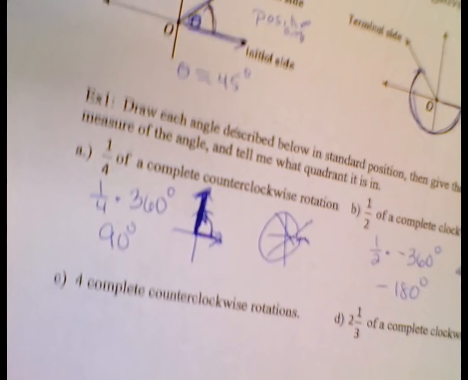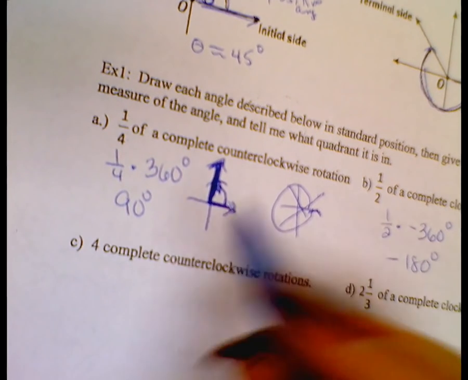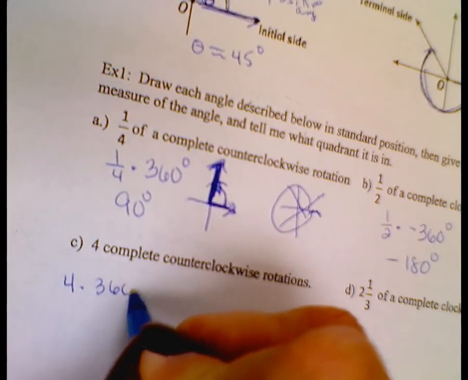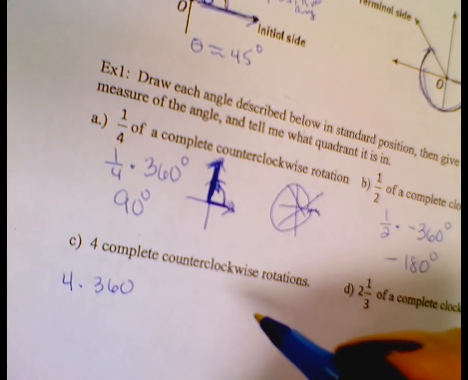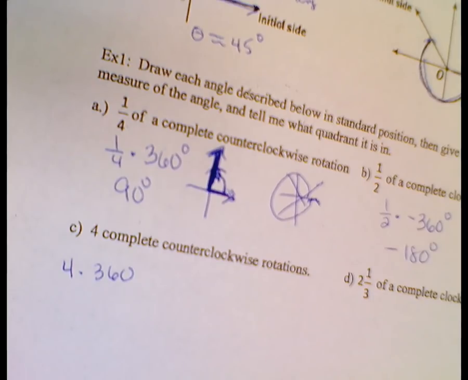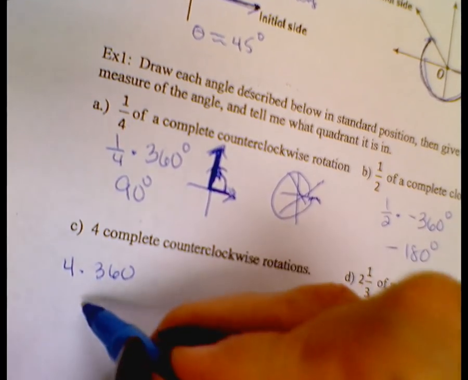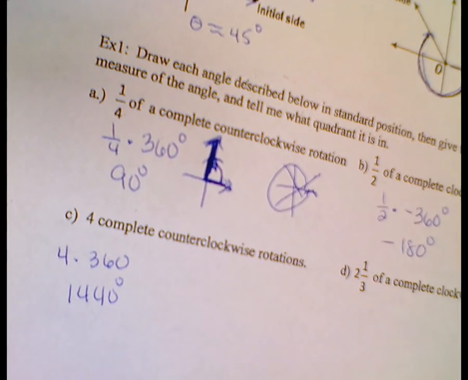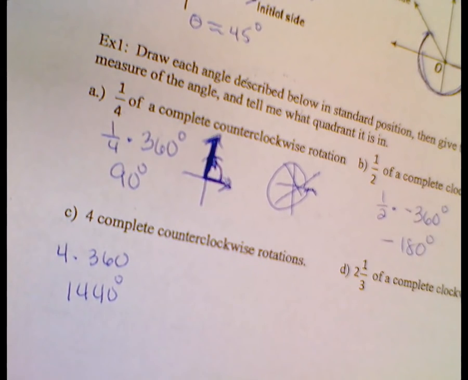Now, if you wanted to draw 4 complete counterclockwise rotations, mathematically that means 4 times positive 360, which is what? I have to get a calculator. 4 times 300 is 1,200. I think it's going to be 1,440. Let's make sure. Yeah, okay, 1,440. So how would we draw that?